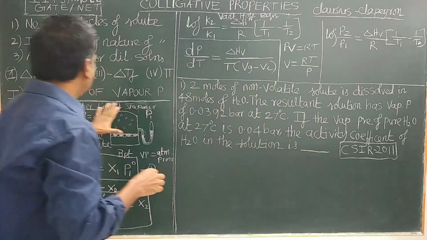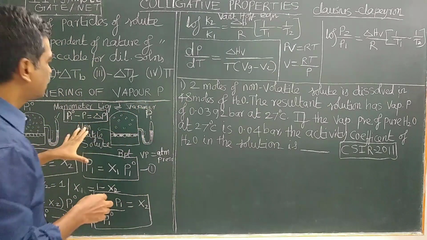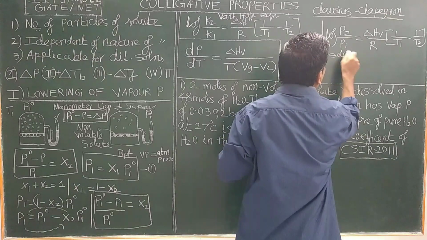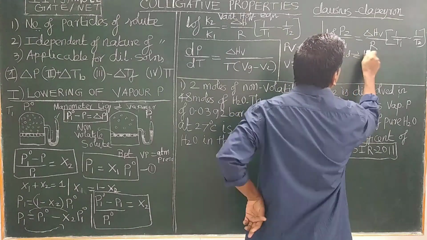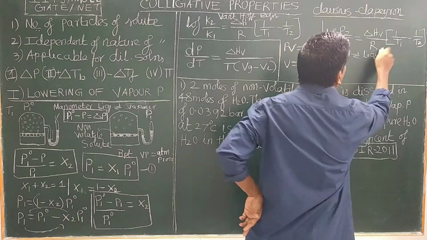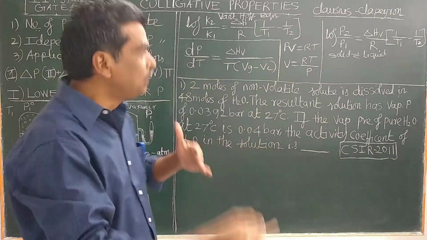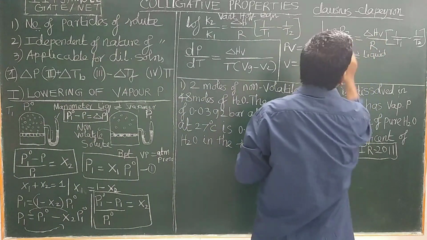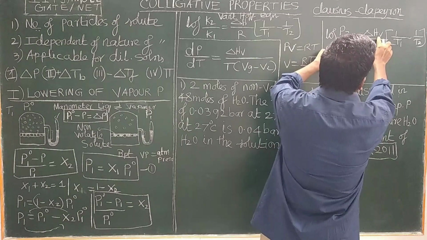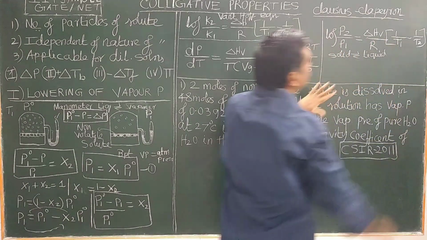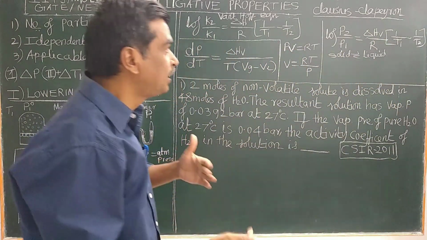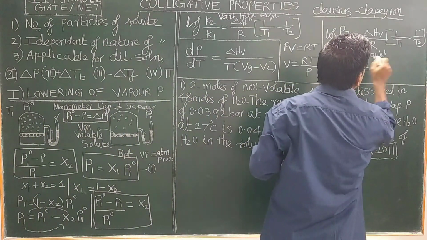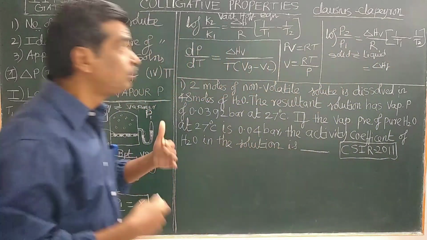This is used for liquid-vapor equilibrium, and it is also used for solid-liquid equilibrium. For example, freezing point. During freezing or melting, solid is in equilibrium with liquid. In that case, the same expression is used, log P2 by P1, with delta H F, the latent heat of fusion. Similarly, you can use the latent heat of vaporization. This is the enthalpy of fusion.